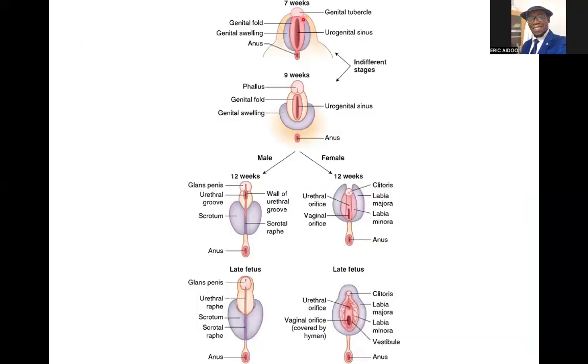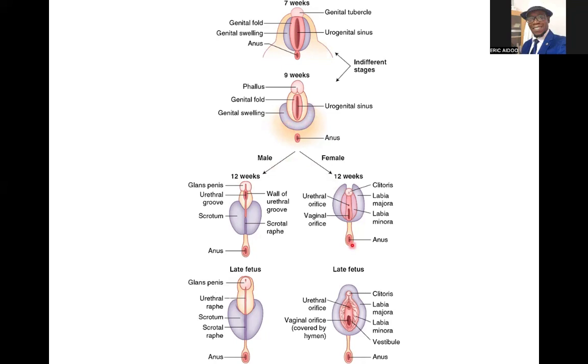So at the 7th week, there's indifferent gonad. You can't yet tell whether the external genitalia will be male or female. You have genital tubercle, that is the genital fold, that's the genital swelling, that's the urogenital sinus, within which you will have the cloacal membrane. So by the 9th week, things are changing gradually, but it's still not complete enough to determine whether it's male or female. So you have the phallus there, genital fold, urogenital sinus, genital swelling, which is also called the labioscrotal swelling.